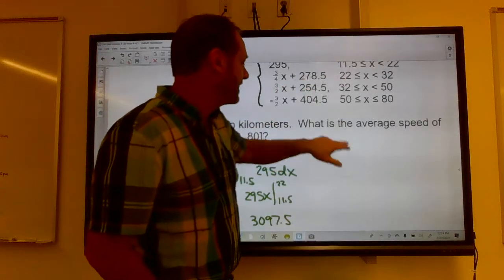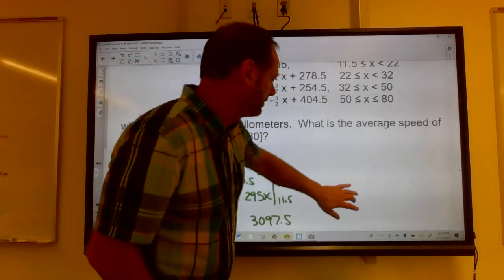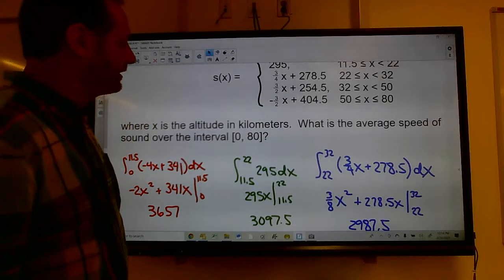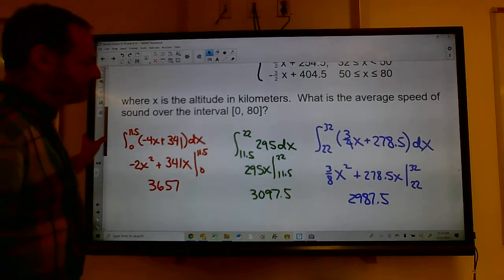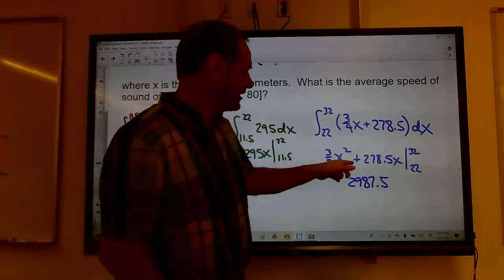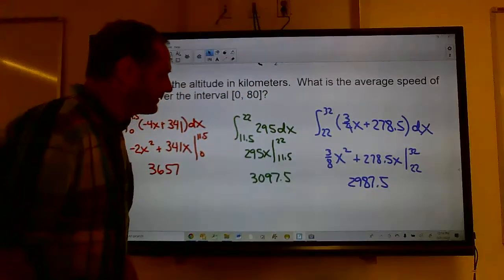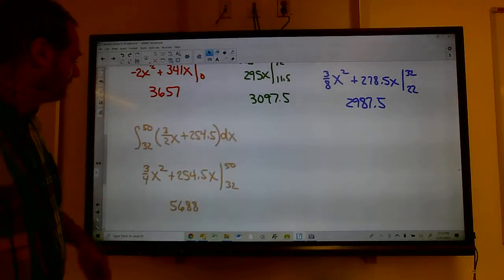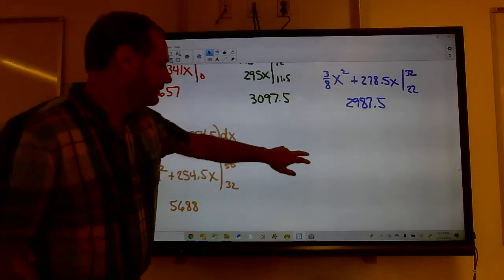We evaluate this next. There it is, the integral from 22 to 32 of 3/4 x plus 278.5. Here's the integral, evaluated from 22 to 32. That comes out to 2,987.5. There's the next integral, and then the fifth one.